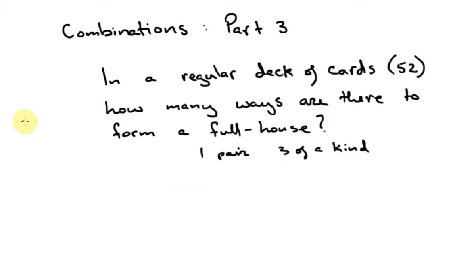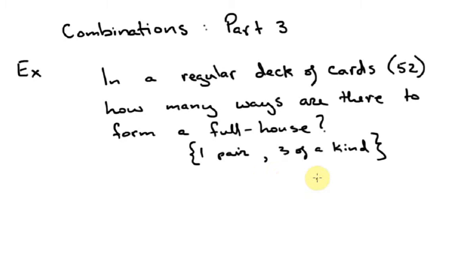I've got a really fun example here, and this has to do with cards. It reads: in a regular deck of cards, and that's 52 cards, how many ways are there to form a full house? Now, if you don't know what a full house is, it means that you have one pair, so like maybe a pair of aces, and then you have three of a kind, so maybe three jacks or something like that. So the question is, how many different ways can we build a full house?